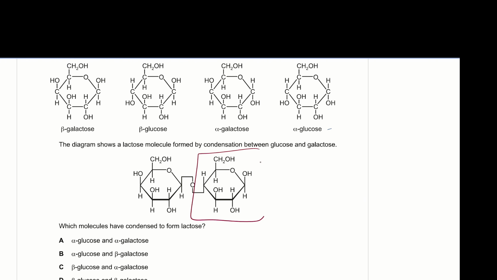And for the second one, it's definitely also going to be beta-glucose, because the hydroxyl group here is facing upwards and here it's facing downwards. By the way, you could get confused thinking that the second monomer is rotated like cellulose, but this is incorrect. So the answer is going to be beta-galactose and beta-glucose. So it's going to be D.